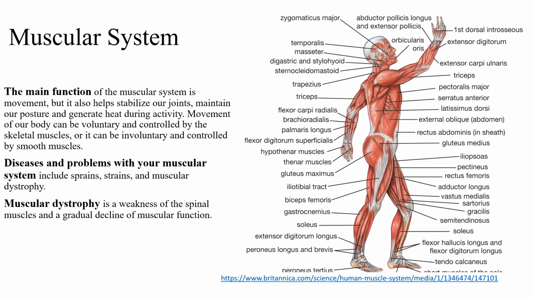The muscular system. The main function of the muscular system is movement, but it also helps stabilize our joints, maintain our posture, and generate heat during activity. Movement of our body can be voluntary and controlled by the skeletal muscles, or it can be involuntary and controlled by smooth muscles. Diseases and problems with your muscular system include sprains, strains, and muscular dystrophy. Muscular dystrophy is a weakness of the muscles and a gradual decline of muscular function.